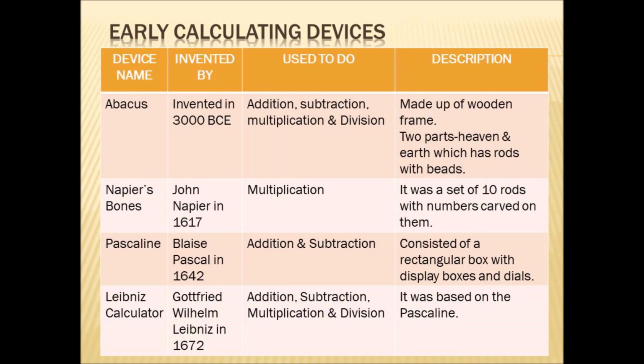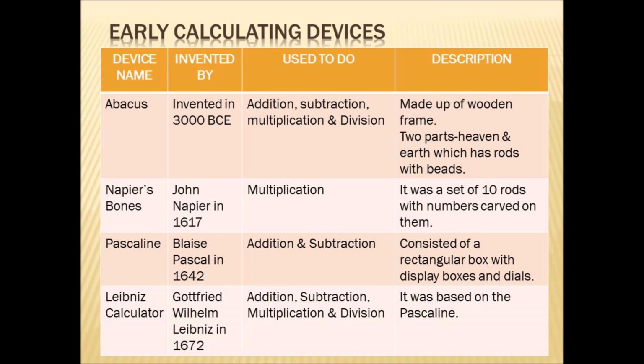Now we will see about the early calculating devices. These are the devices that we used before inventing the computer. Before inventing the computer also, we have done many calculations using different devices. These are all the devices that we used for those calculations. Here I have given the device name, invented by, used to do, and the description about the device. There is no other way, you should remember this. That's why I have given this in the form of tabular column so that you can remember it easily.